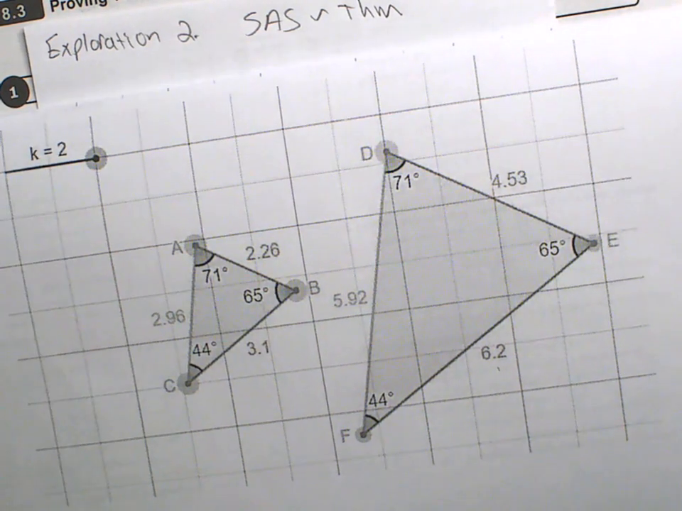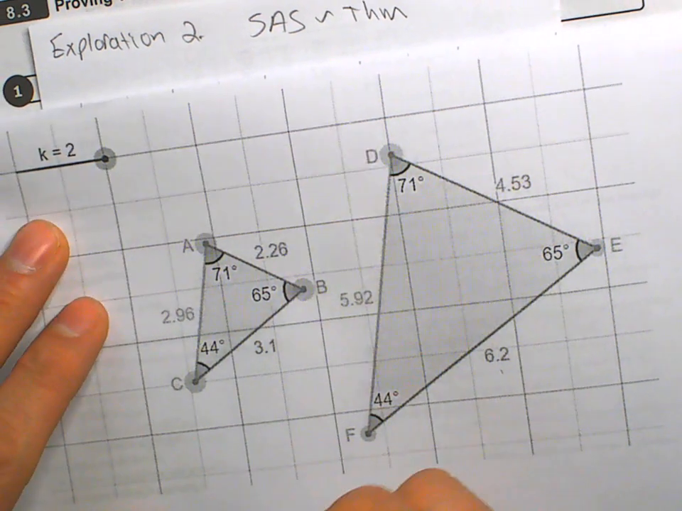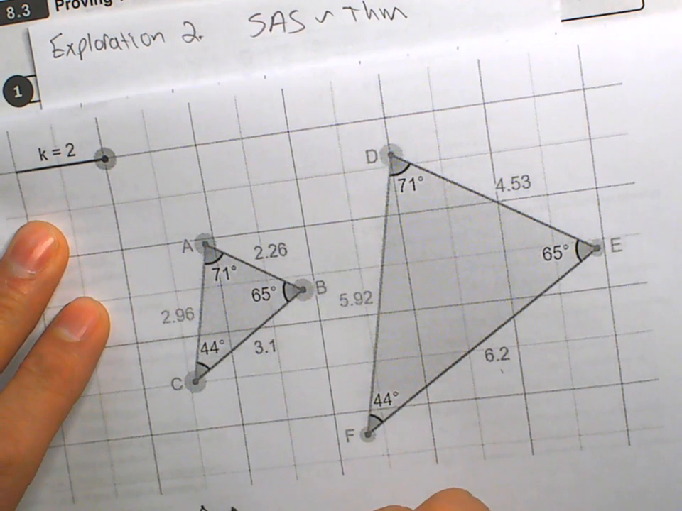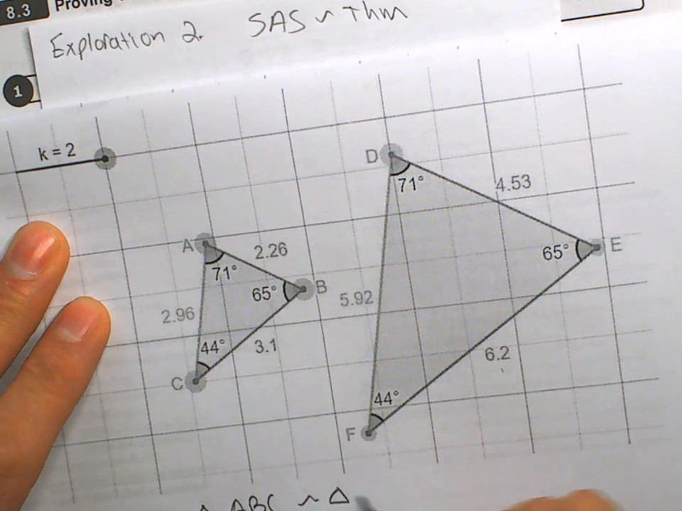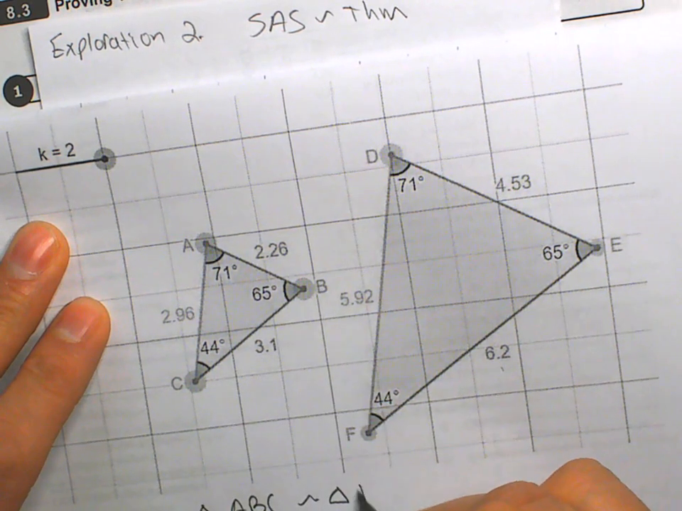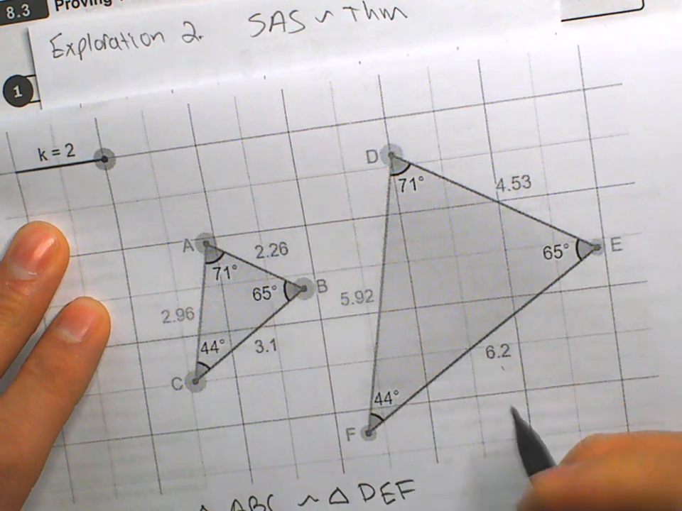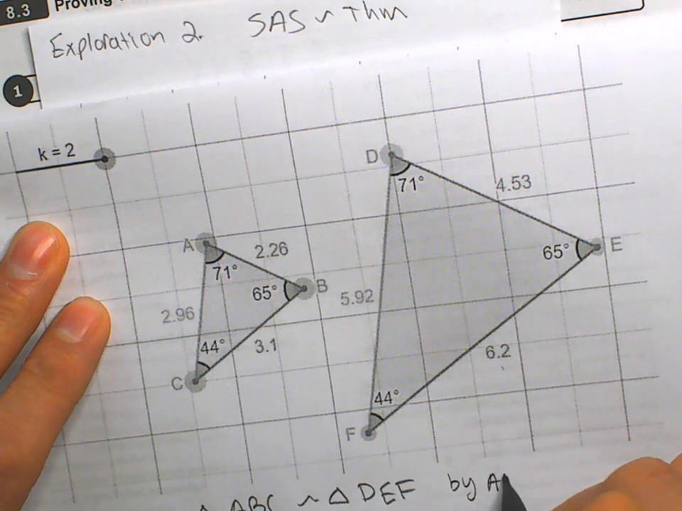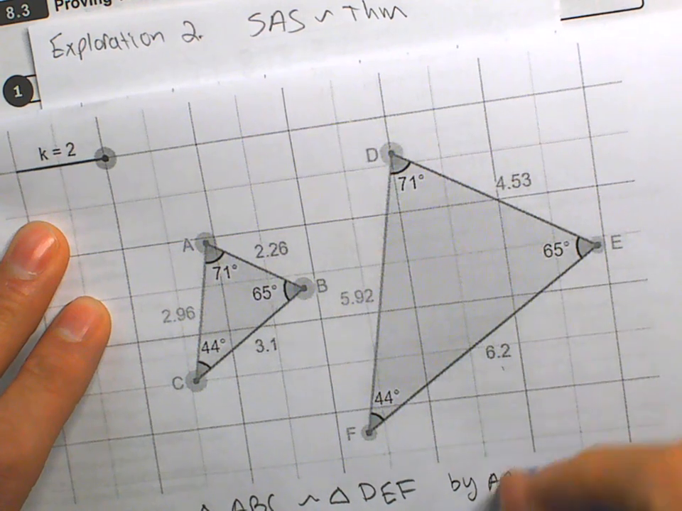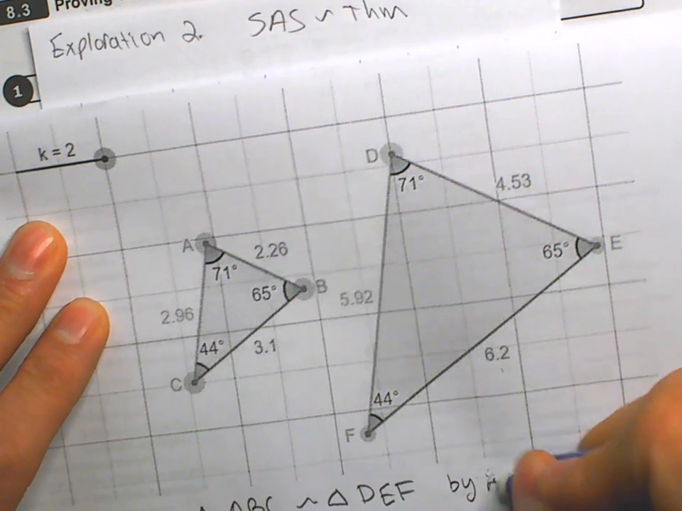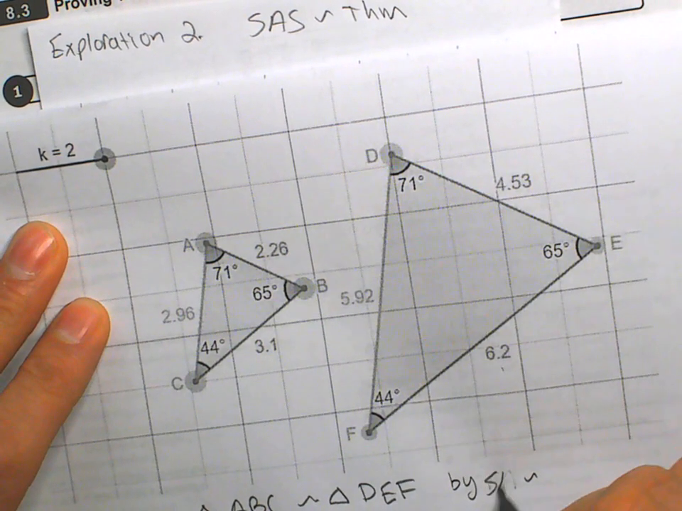So all three sides are going to be proportional. So we can say that triangle ABC is similar to triangle DF by the, not the angle similar theorem, sorry, the side angle side similarity theorem.